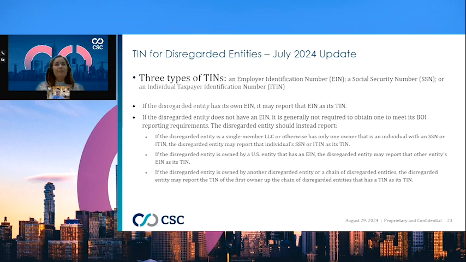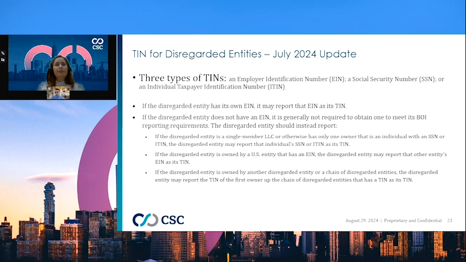There are three types of TINs: the Employer Identification Number, or EIN, which is assigned to companies; Social Security numbers, used by individuals, usually U.S. citizens and permanent residents; and the Individual Taxpayer Identification Number, or ITIN, also used by individuals, generally non-resident foreign nationals who have a tax filing obligation in the U.S.